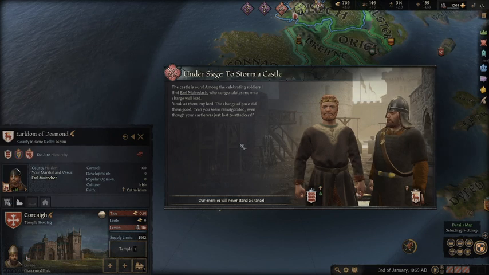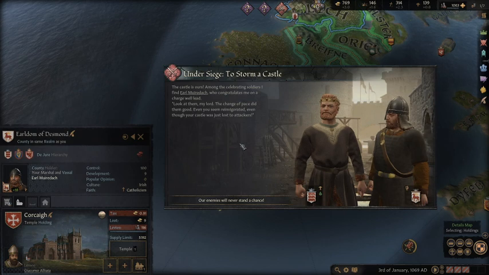I've already unlocked a perk. The castle is ours.